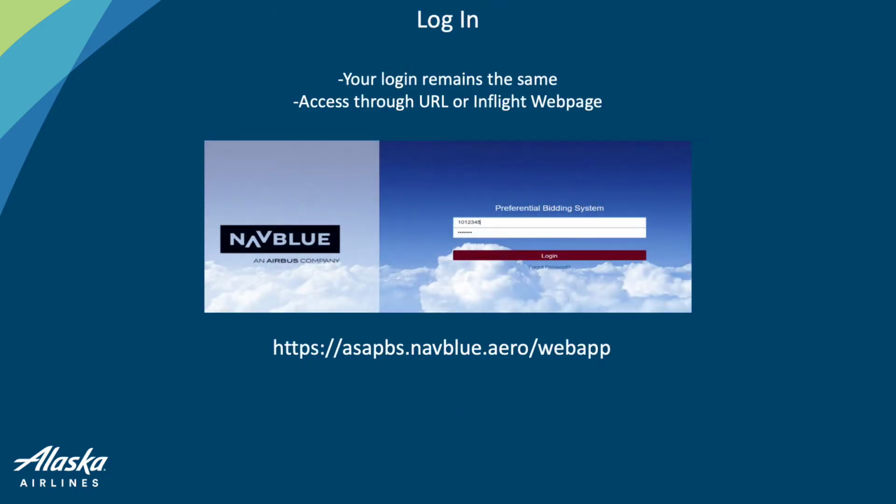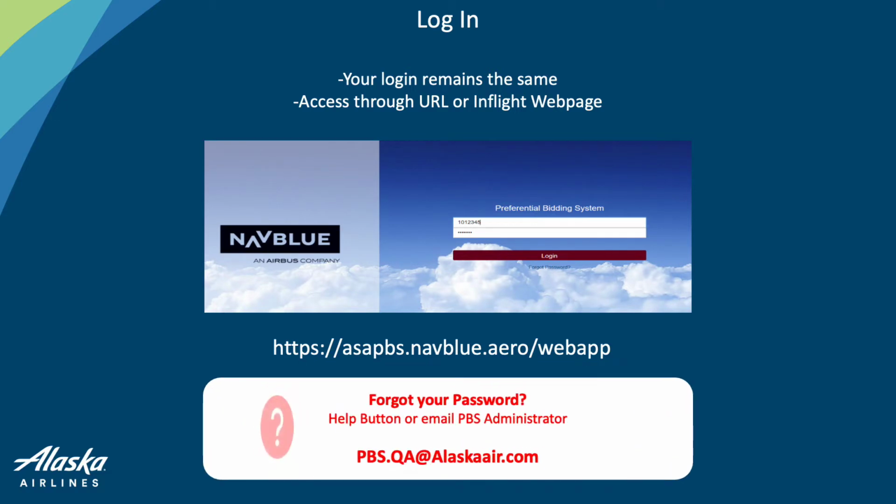Your login and password for the NavBlue web app is exactly the same as your NavBlue ClassBid old login and password. You can access the PBS website through the in-flight webpage link or by going directly to the URL. Don't forget your password. Enter your email address at the Help button on the upper right corner for self-resets. Alaska's IT department will not help you with password resets. They must be done by the PBS administrator. Email pbs.qa@alaskaair.com for password assistance.